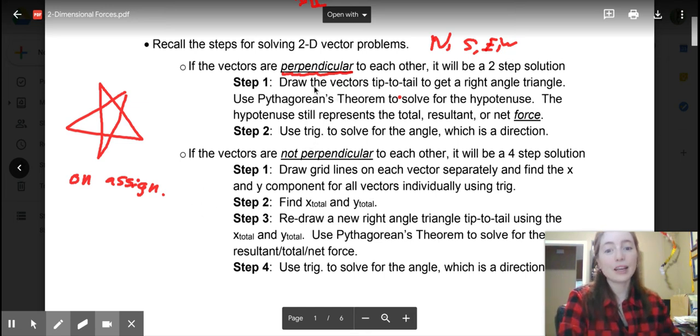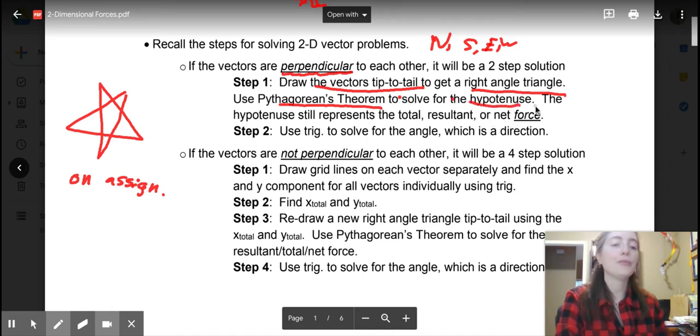So if that's the case, you're going to draw your vectors tip to tail, and you're going to make yourself a right angle triangle. Very important, tip to tail on the vectors, draw arrows on your vectors. And then you're going to use Pythagorean theorem, just like we did in kinematics, in order to solve for your hypotenuse. In this case, your hypotenuse is going to be your resultant force or your net force. Okay. Then you're going to use trig, and you want to find the angle, remembering that that angle is going to be from where you started, so at that starting point.